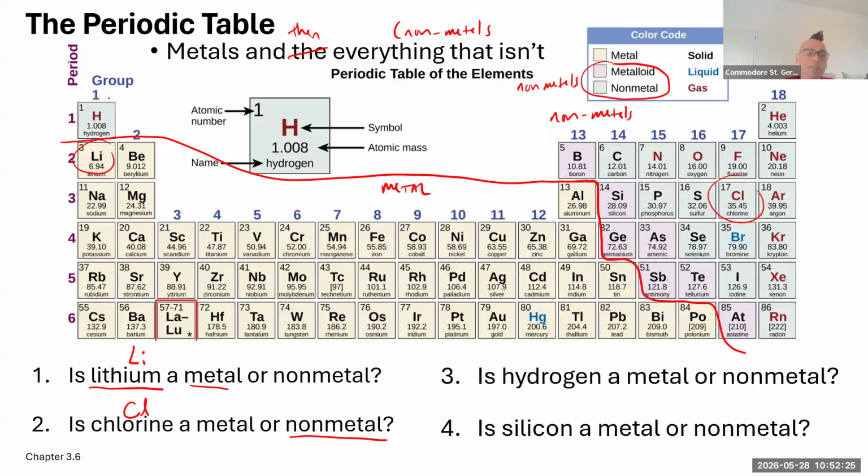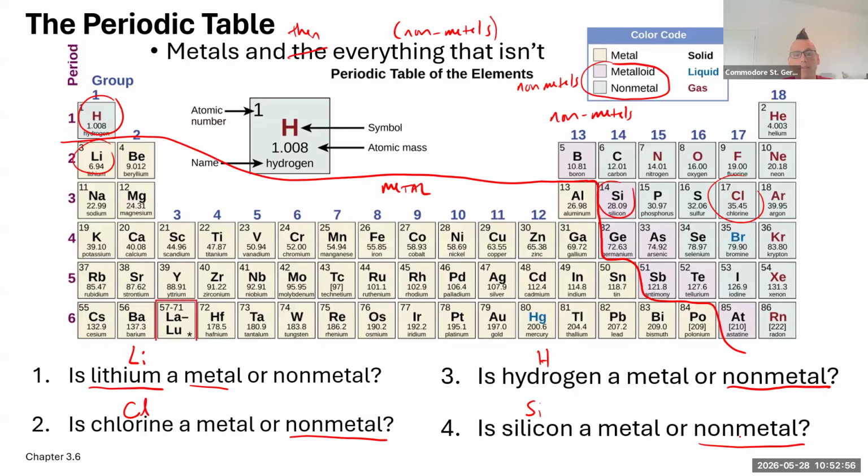Hydrogen on the left side over here. Sorry, it's H. It's that green, and that's going to be a non-metal. Silicon, right? It's grouped as a metalloid or a semi-metal, but again, we're only grouping things into metals and non-metals. So since it's not a metal, it's going to be considered a non-metal. Sorry.